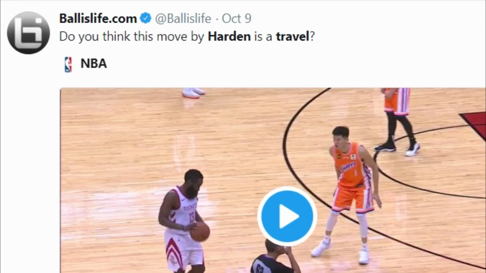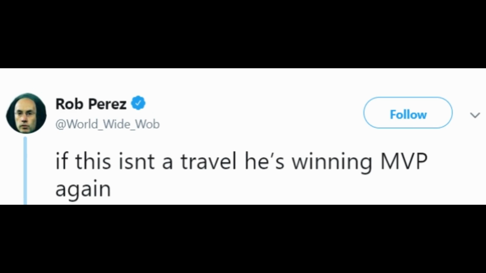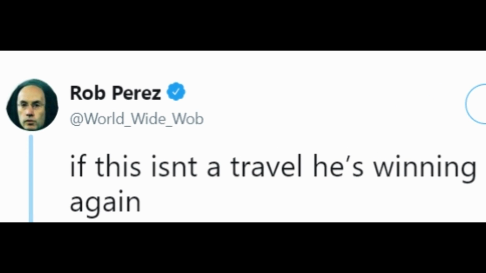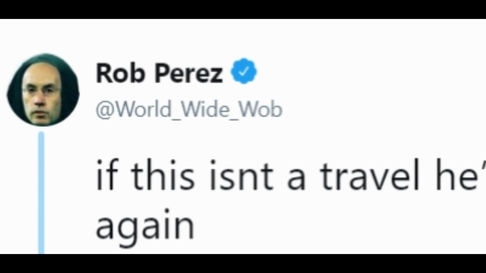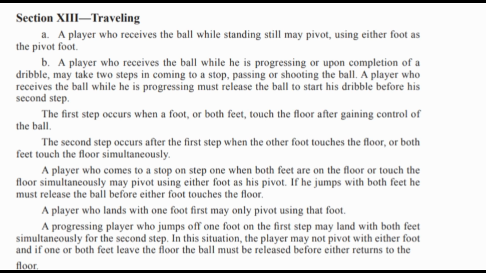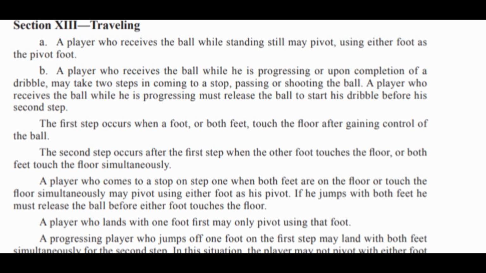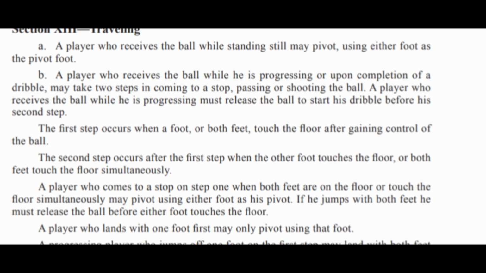Now, immediately after the game, Twitter erupted and everybody was screaming, "Travel! Is this a travel? This must be a travel." But we're going to break it down, and to understand, we have to look at the rules. And our relevant part comes after a player who receives the ball while he is progressing. And now, the important part. Or upon completion of a dribble. May take 2 steps in coming to a stop, passing or shooting the ball.